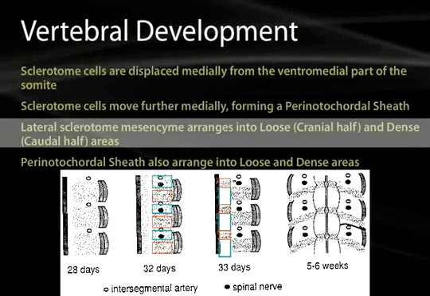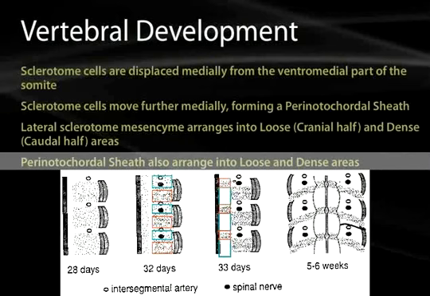And then the lateral sclerotome, the mesenchyme, will arrange into some loose components, which will be cranial, and some dense components, which will be the caudal portions. This perinotochordal sheath will also arrange into the same idea with loose and dense areas. However, there'll be an overlap between where these are.